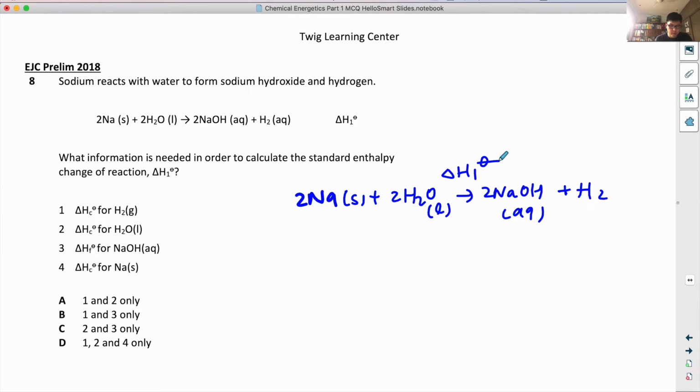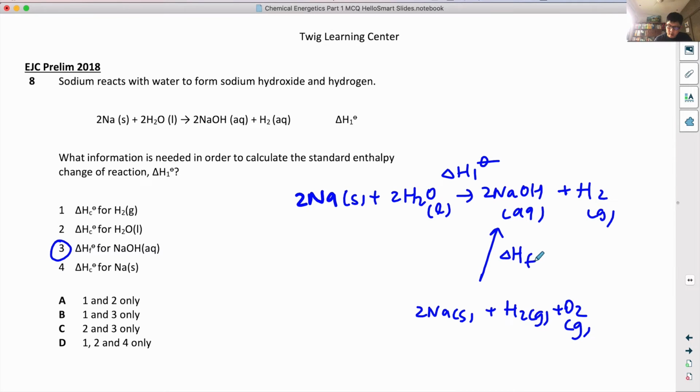I can see I definitely need the enthalpy of formation of sodium hydroxide. I'm going to use this. The formation of sodium hydroxide comes from 2 sodium solid, plus H2 gas, plus O2 gas. But of course you must multiply by 2. The hydrogen that I didn't use over here, I'm just going to copy down.